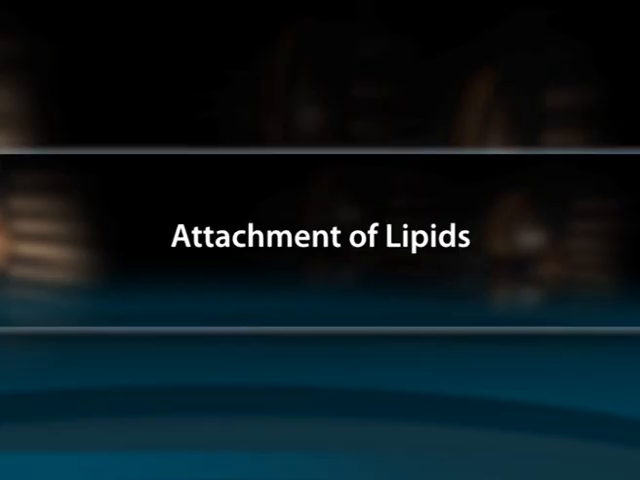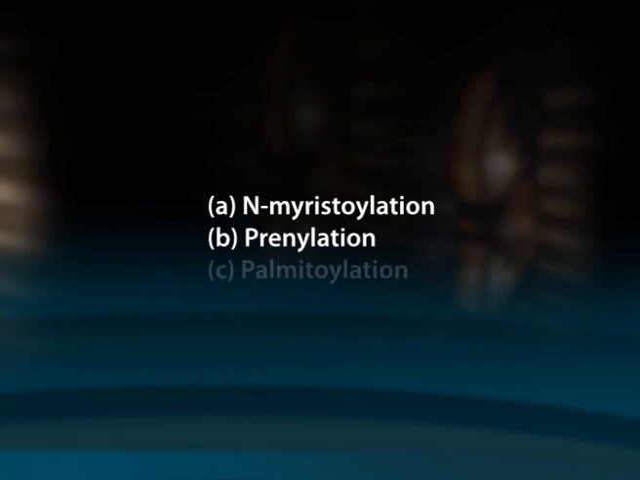B. Attachment of lipids. In eukaryotes, the protein molecules targeted to the plasma membrane are modified by the attachment of lipids to the growing polypeptide chain. Generally, there are three types of lipid additions: A. N-myristoylation, B. Prenylation, C. Palmitoylation.